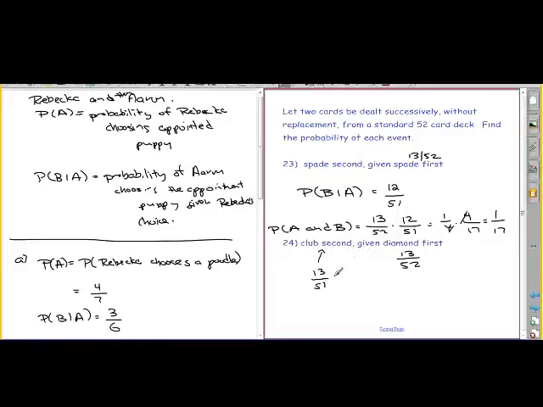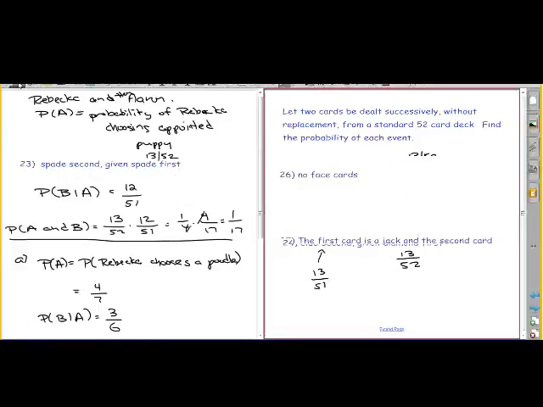Here, I decrease the denominator by 1 because I've taken a card, but I don't decrease the numerator because I haven't taken a club. So in that case, if I wanted the probability of me picking a diamond first and a club second, I would multiply these two together.